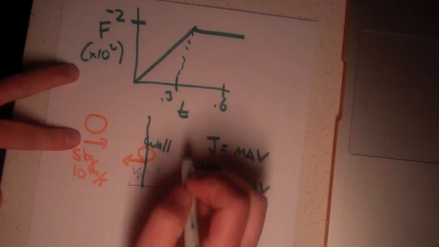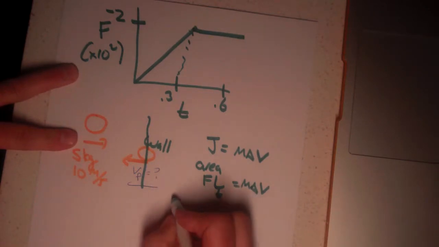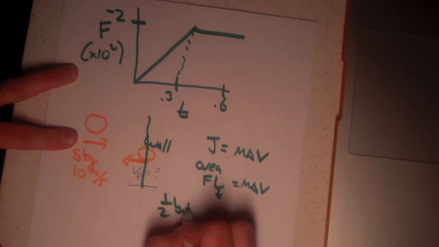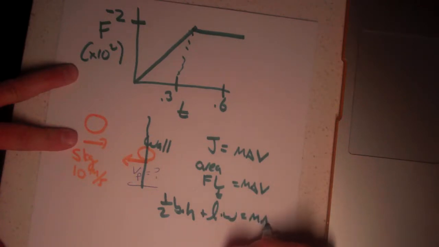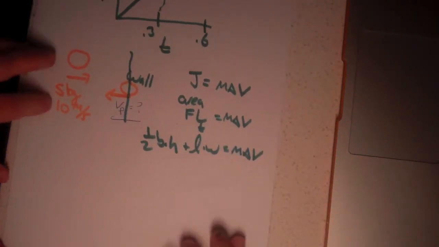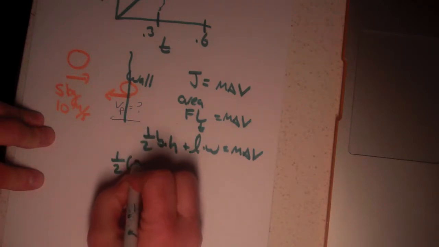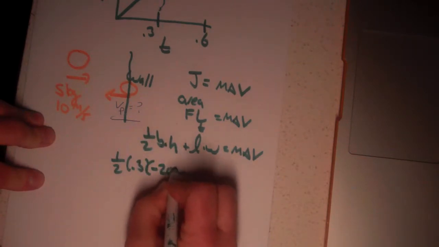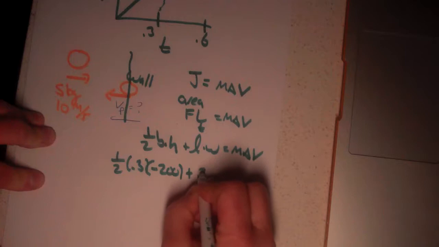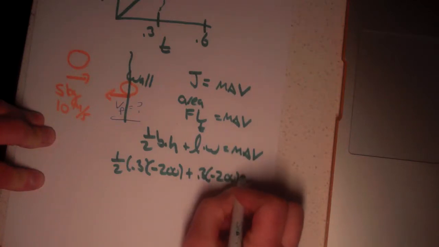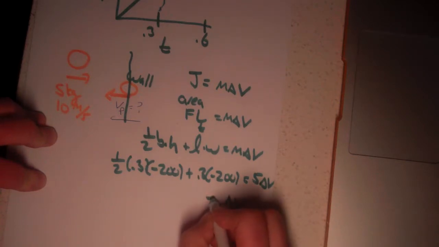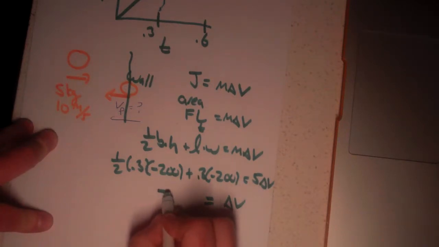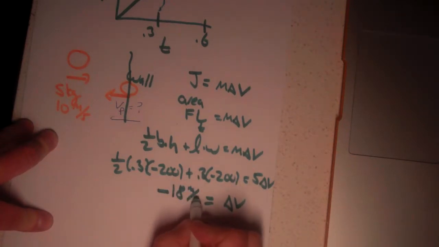It's a triangle hanging out with its buddy, the rectangle, so that's 1/2 the base times the height plus the length times the width equals mass times change in velocity. So 1/2 times 0.3 times -200 plus 0.3 times -200 equals 5 times delta V. Once you plug that in your calculator, you get the change in velocity as -18 meters per second.